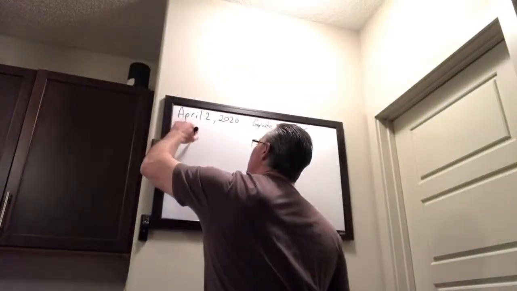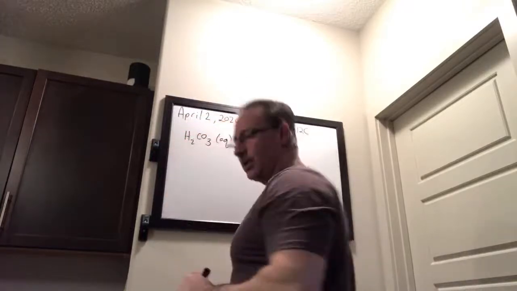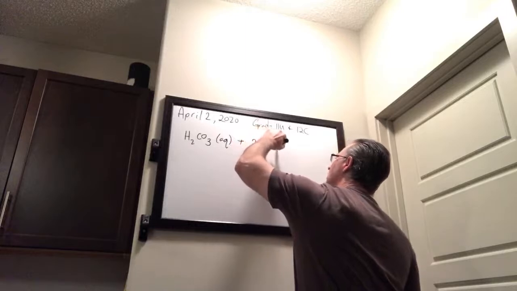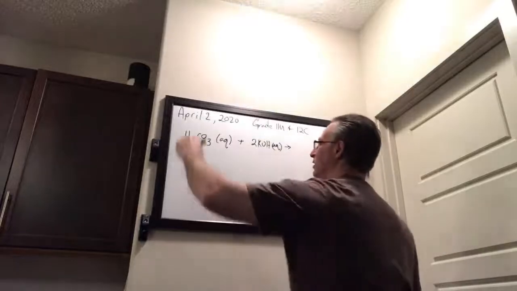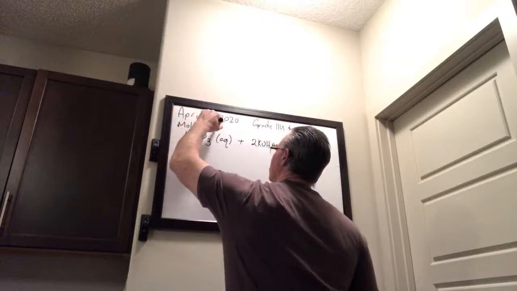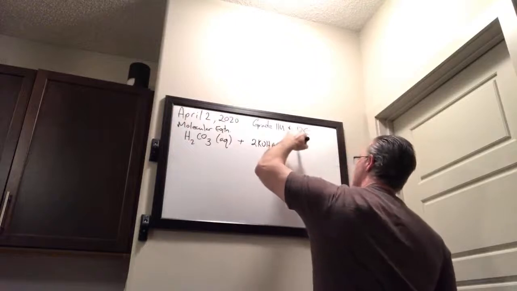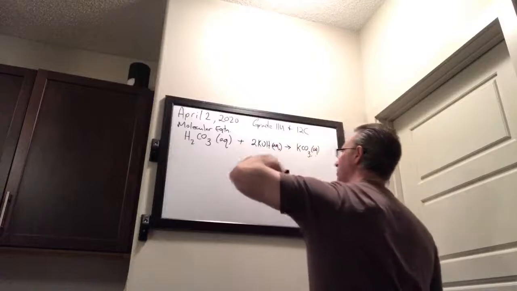So carbonic acid, H2CO3, is reacting with KOH. So you're going to need 2 KOHs there. So we'll start off with the molecular equation. What you're going to end up with is potassium carbonate and 2 waters.